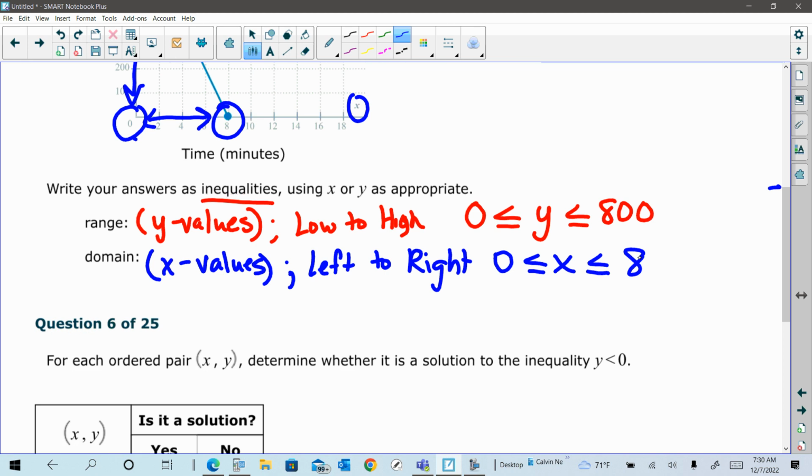These symbols are only used when it is a closed circle. So if you have an open circle on your graph, like let's say it was here and then closed, then on the open circle you would use the less than without the equal to sign.